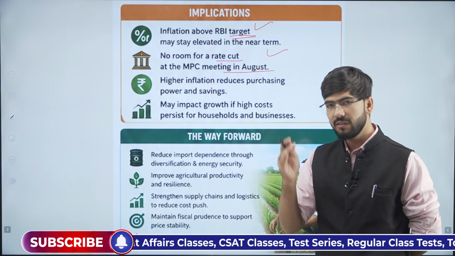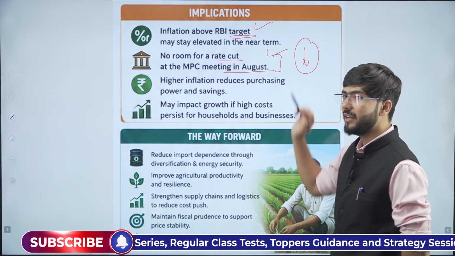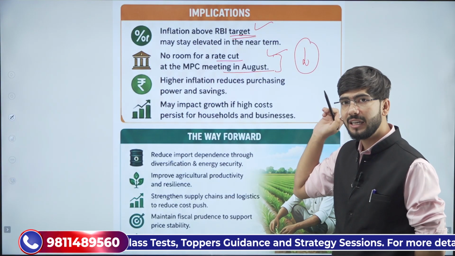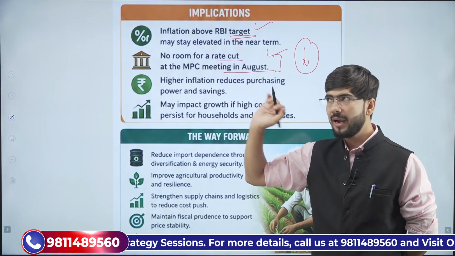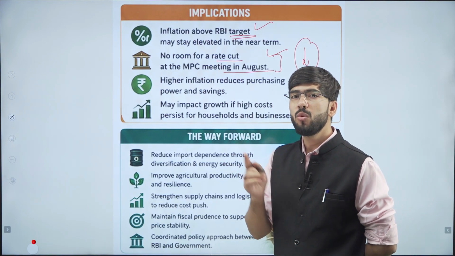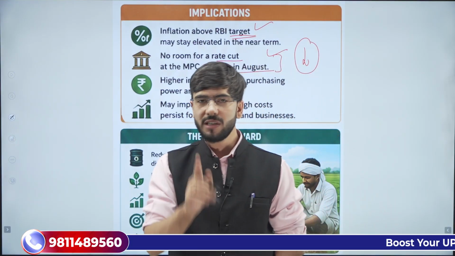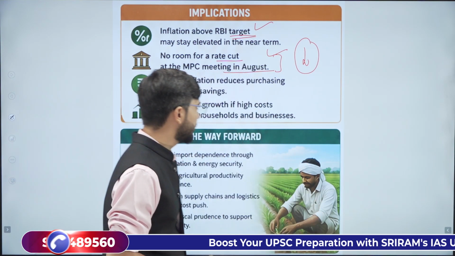Why? Because if inflation is increasing, we cannot decrease the interest rate, because decreasing the interest rate will mean what? More inflation. And if we do not decrease the interest rate, it will mean that we are curbing investment. If the investment is decreasing, which means what? The production will decrease. Understood?